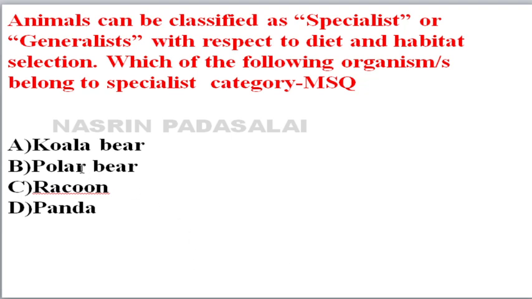Okay, so the answer is polar bear and panda. Whereas the dragoon is a generalist type of species, and it can be found anywhere, even in cities. Whereas if you take the polar bear and panda, you can't find them anywhere. They are present only in extreme environments. So the specialist species are polar bear and panda.